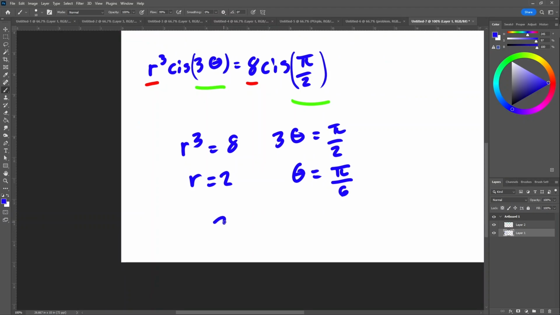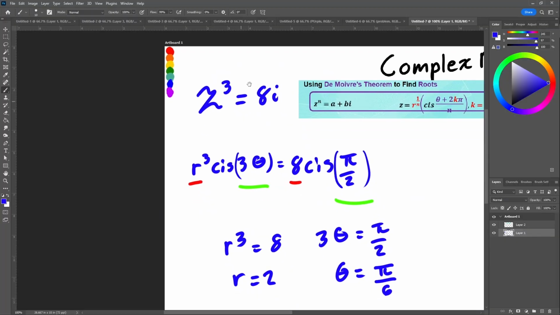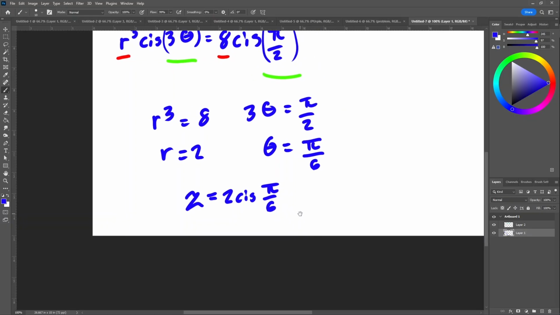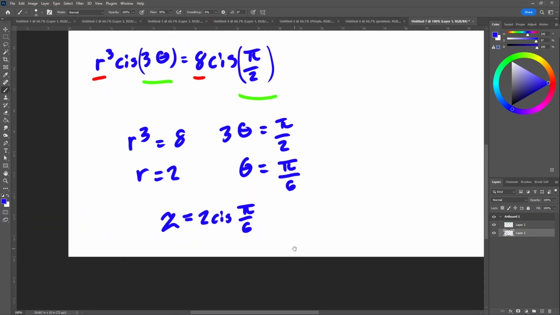So if we combine that into one final point that we can use, we can say the cube root of 8i would be 2 cis pi over 6. Now, if you want to convert that into polar form to find a more satisfying answer to you, be my guest. But honestly, I could not be bothered.